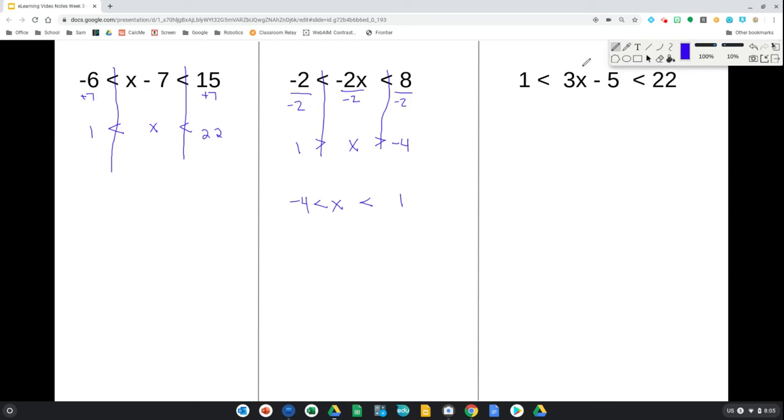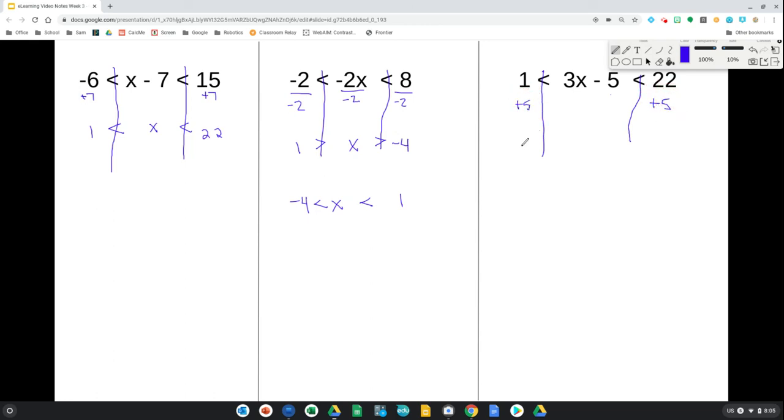Now that piece that's in the middle can be a multi-step inequality too. And so for our last example here, we have 1 is less than 3x minus 5, which is less than 22. So think about this inequality. Okay, if we did not have this side of the inequality, it would just be 3x minus 5 is less than 22. So what would your first step be on this inequality to solve it? Okay, it would be to add 5. So we're going to add 5 to both of these things.